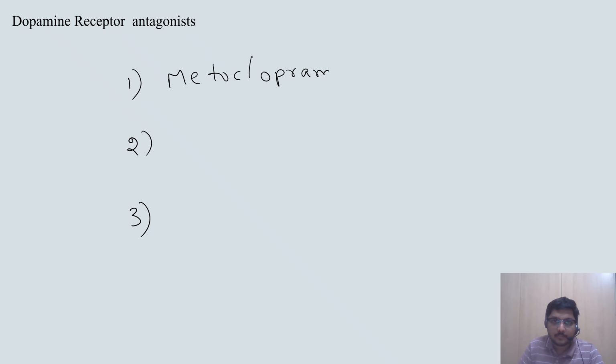And what are the dopamine receptor antagonists which are given in migraine patients? There are three popular dopamine receptor antagonists: metoclopramide, chlorpromazine, and the third one is prochlorperazine.